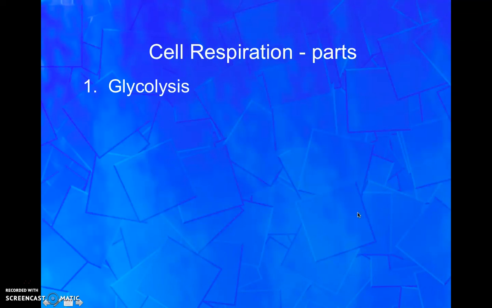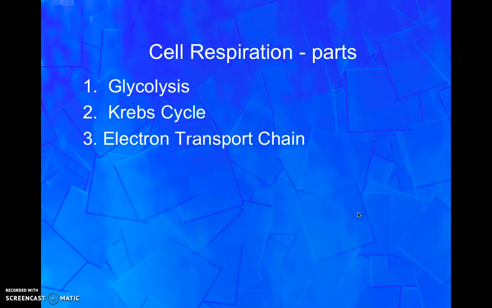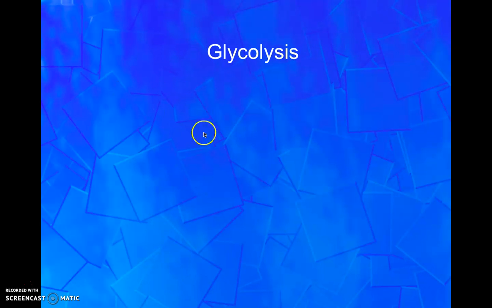Okay, so the parts to cellular respiration: there's glycolysis, the Krebs cycle, and the electron transport chain. Glycolysis, short, sweet process, get a little bit of energy. Krebs cycle, you get more energy. Electron transport chain, get a ton of energy.